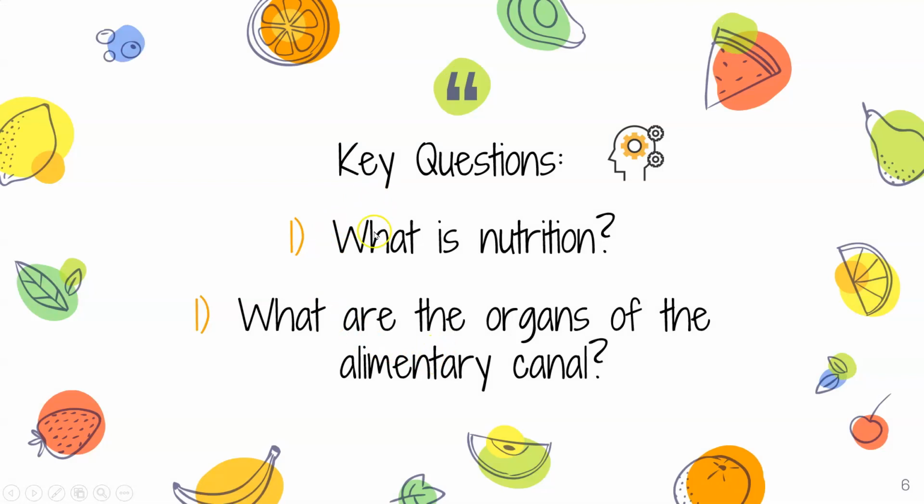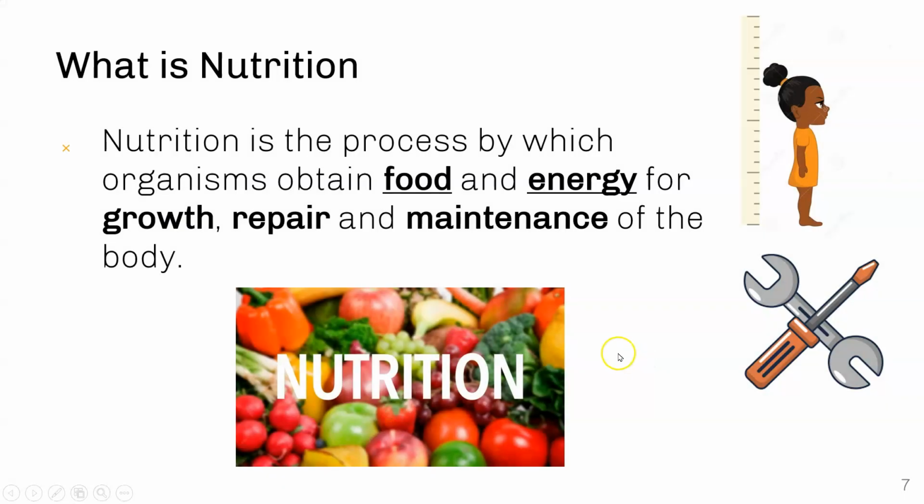So, key questions. What is nutrition? And what are the organs of the alimentary canal? First key question: what is nutrition? Nutrition is the process by which organisms obtain food and energy for growth, repair, and maintenance of the body. This is quite intuitive. When you don't eat food, you don't have any energy. If you don't eat, you feel very weak, you feel very hungry, your body is crying out for food. This definition is found on textbook page 80. Please highlight and study this.